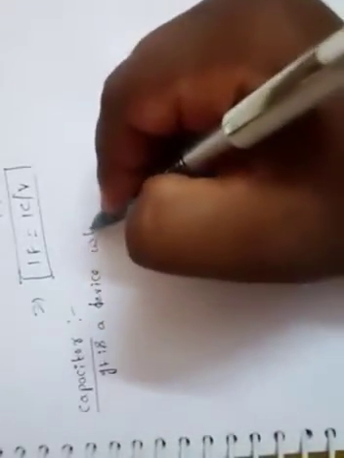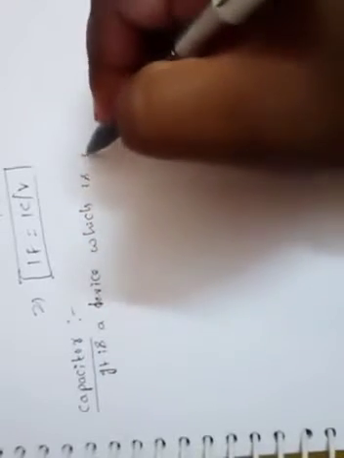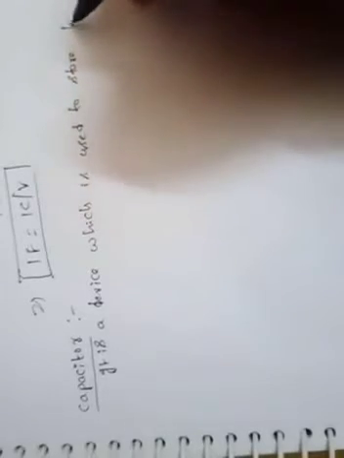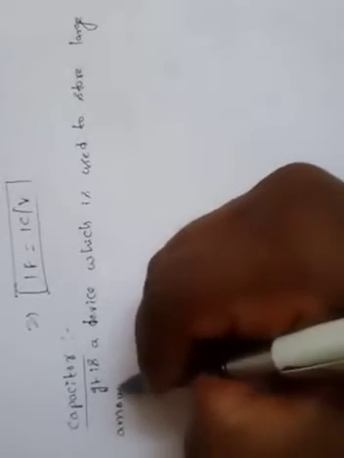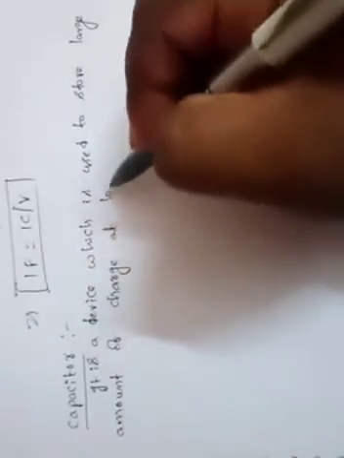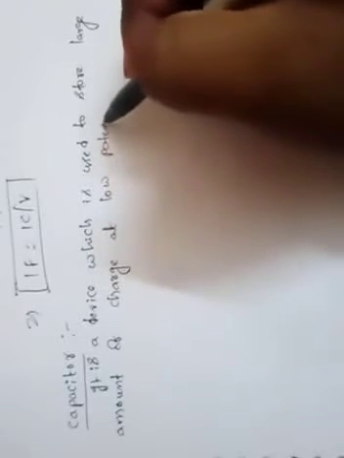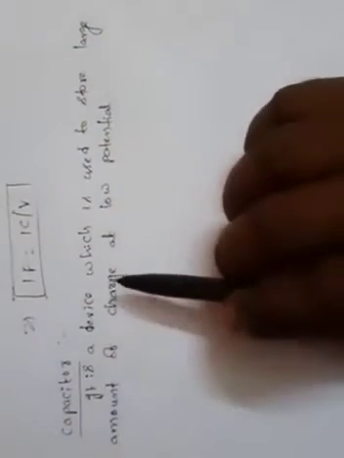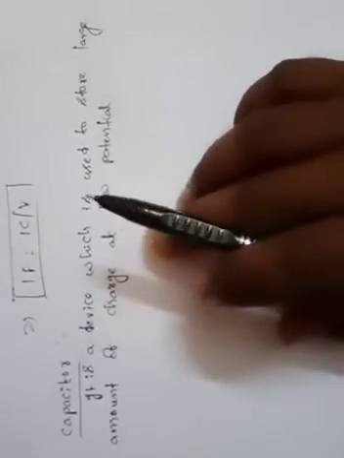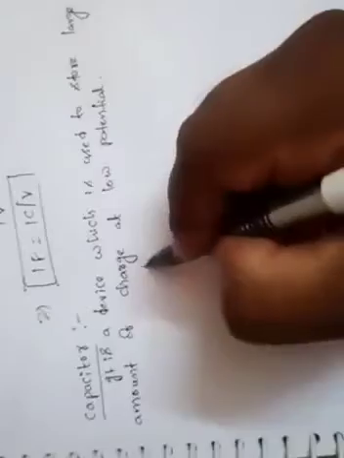It is a device which is used to store a large amount of charge at the low potential. There is one simple definition. What is a capacitor? A device which is used to store a large amount of charge at low potential, or we can write it in another way also.